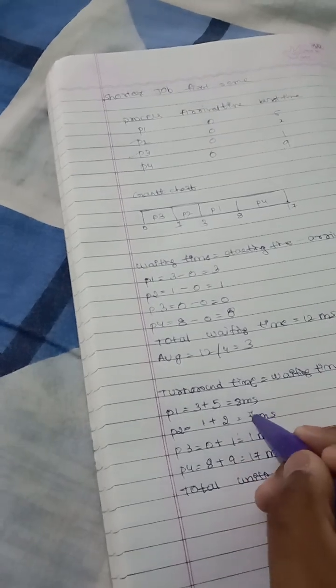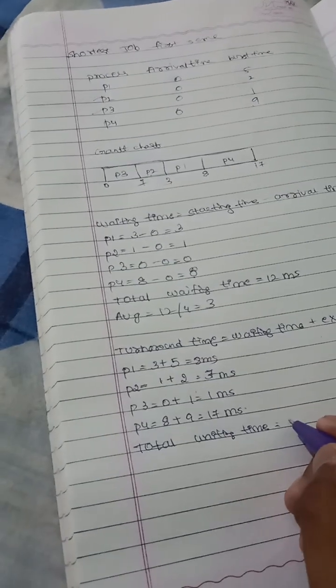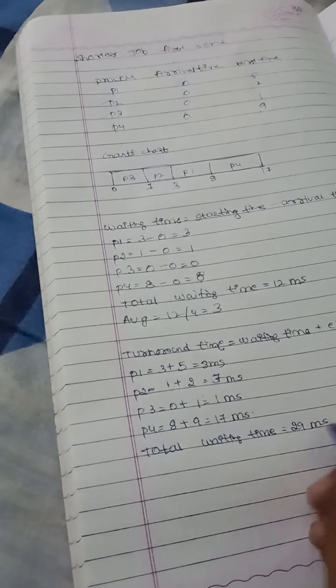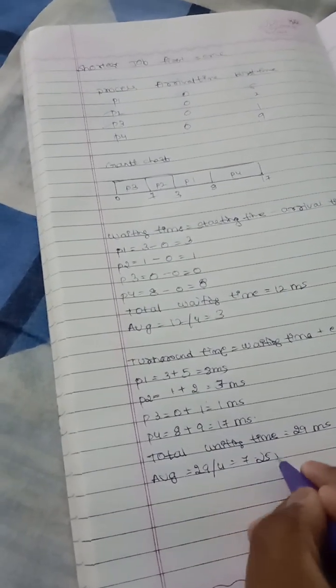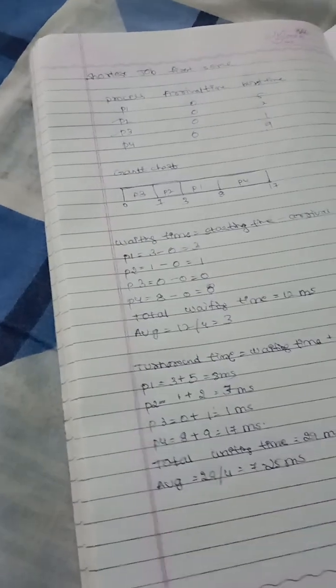Sorry, for the process P2 it will be 3 millisecond. Coming to the total turnaround time, the total will be 29 millisecond. Let us calculate the average. The average will be 29 by 4, which is 7.25 millisecond.